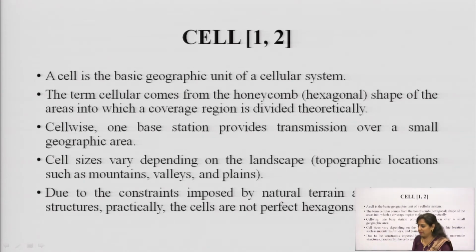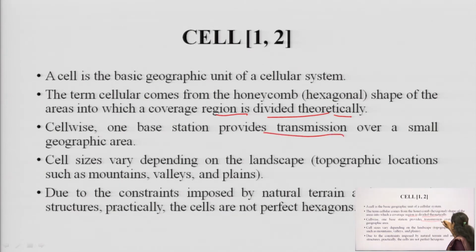Now, a cell is the basic geographical unit of a cellular system. The term cellular comes from the honeycomb hexagonal shape of areas into which a coverage region is divided theoretically. Cell-wise, one base station provides transmission over a small geographical area. That is why I have told that it is excited at the center of the cell, or it can be excited at the edges of the cell. Directional antennas have to be used.